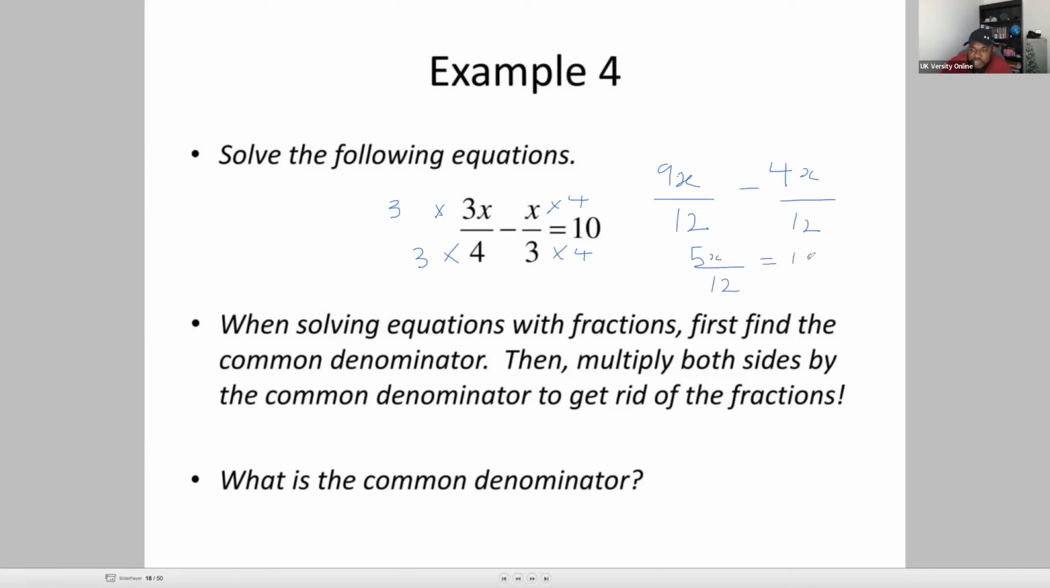Everything equals 10. So it's now going to be 5x equals 12 times 10, that's going to be 120. Then you divide both sides by 5. So x will be equal to 24, because 120 divided by 5 gives you 24. These are very straightforward questions. Don't forget, you have to solve the fraction first before equating it to 10.